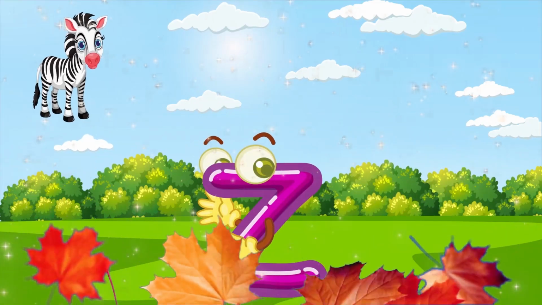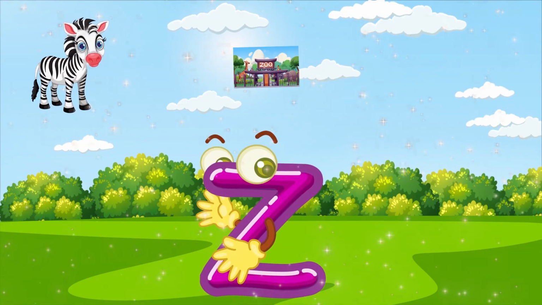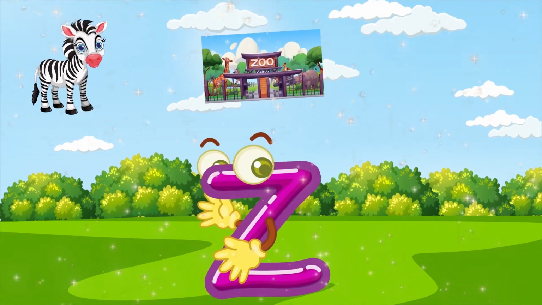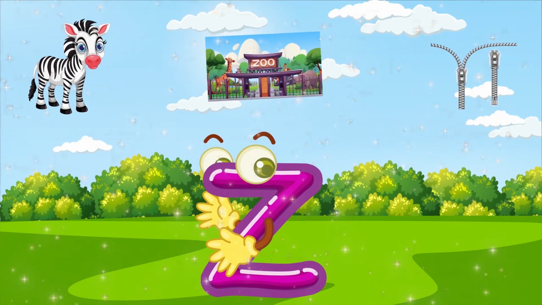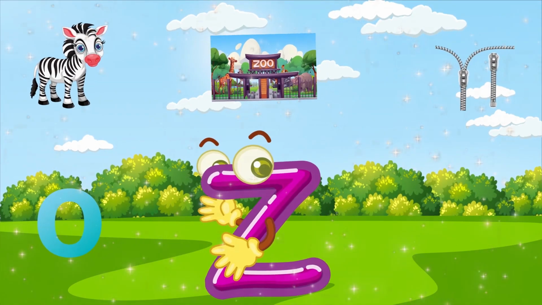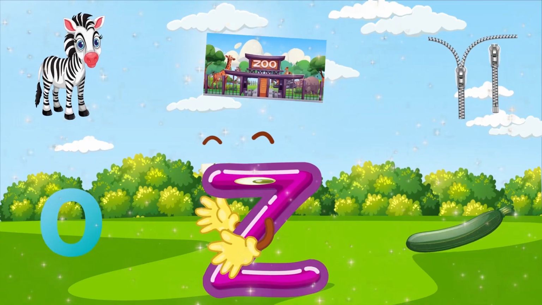Z is for zebra, zoo, zip, zero, zucchini.